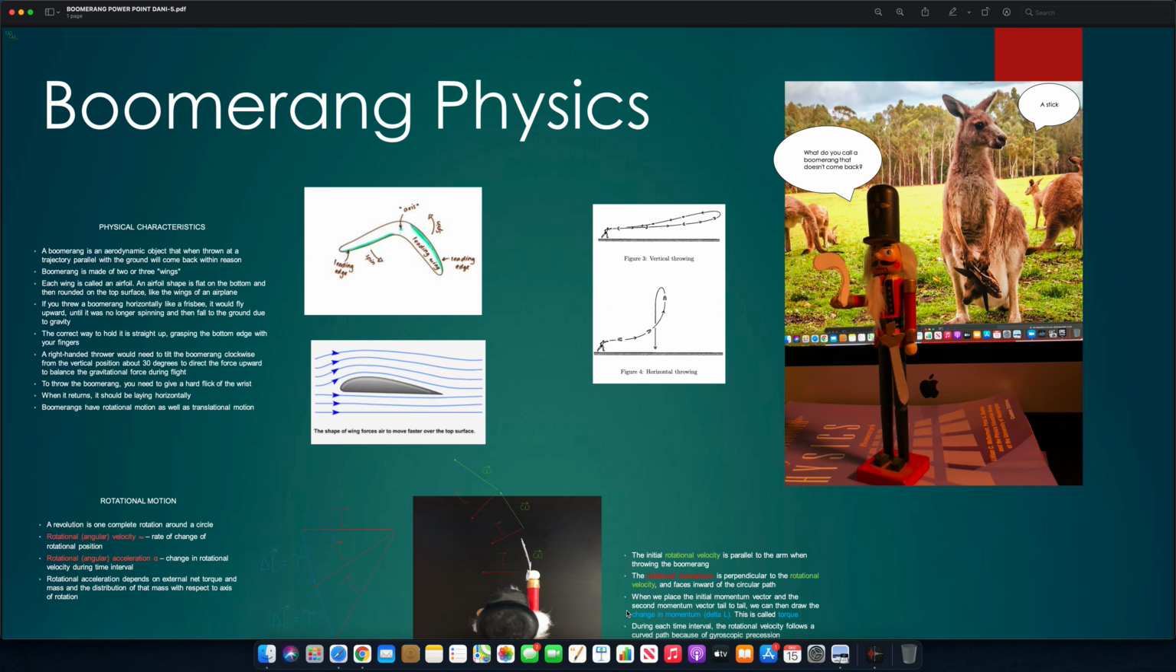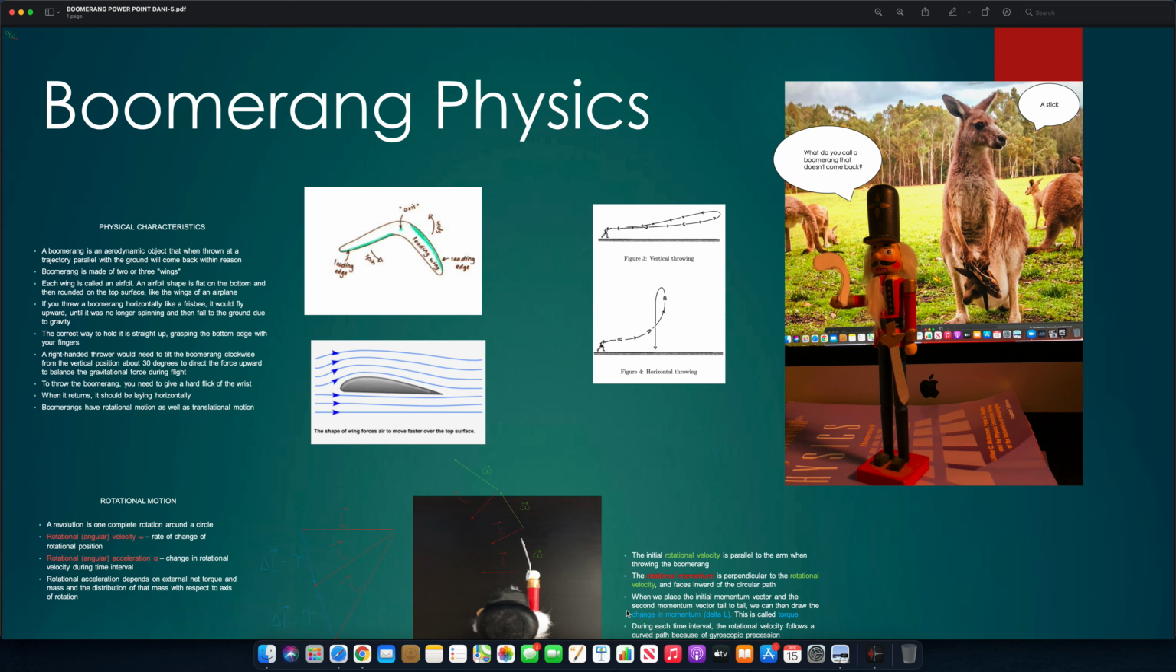Okay, thanks for waiting. So I hope you guys do have your banana boomerang. I have mine in front of me. So we'll start off with the physical characteristics of a boomerang. A boomerang is an aerodynamic object that when thrown at a trajectory that's parallel with the ground, it should reasonably come back to the thrower.